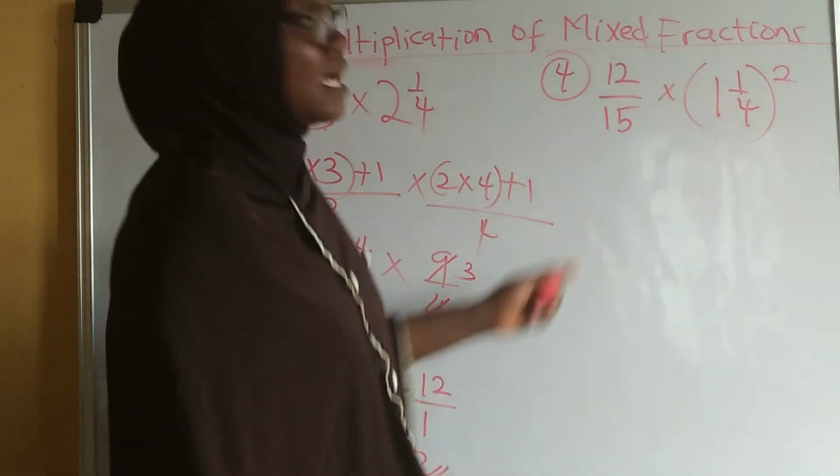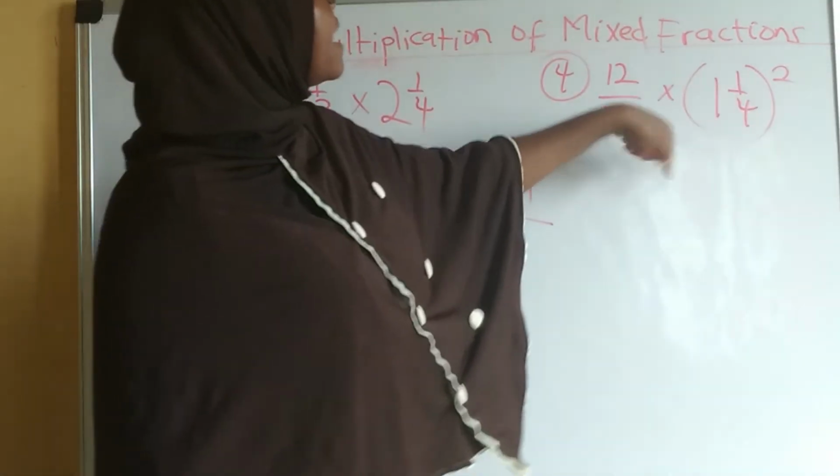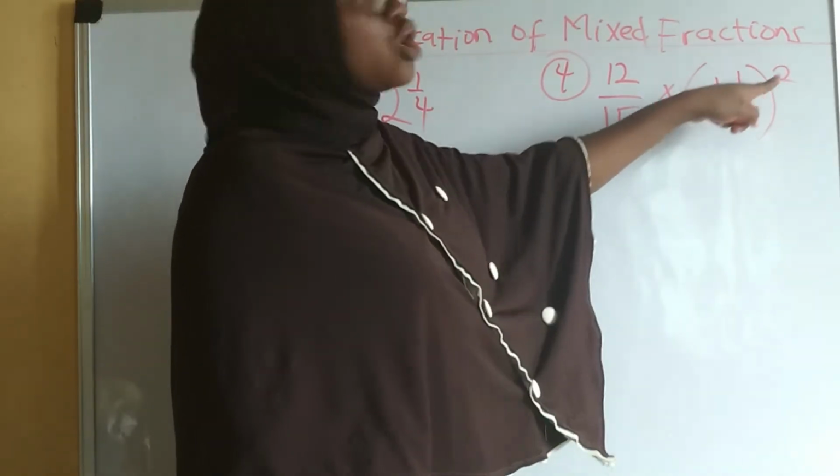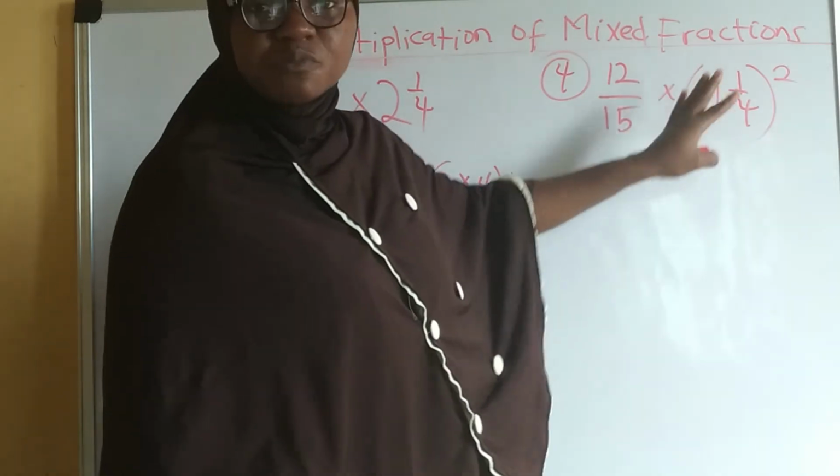Now let's look at this next example. I have 12 over 15 multiplied by 1¼ all squared. Now before I can touch this at all, I need to deal with what I have inside this bracket first.